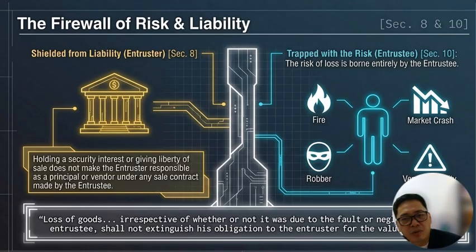This means that even in cases of unavoidable accidents, natural disaster, or theft, where the merchant did nothing wrong, they must still pay the financier the full value of the lost items. This strict allocation of risk is precisely why Section 9 inherently requires the entrustee to insure the goods for their total value against fire, theft, pilferage, and other casualties, ensuring the entrustor's financial interest is never left unprotected.